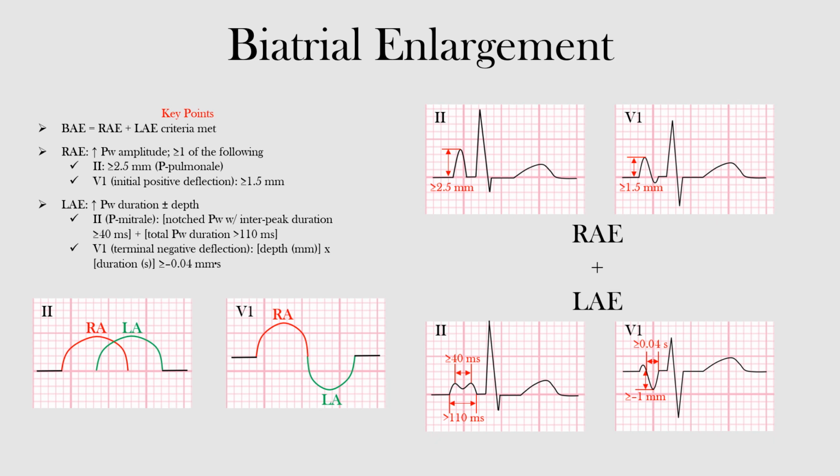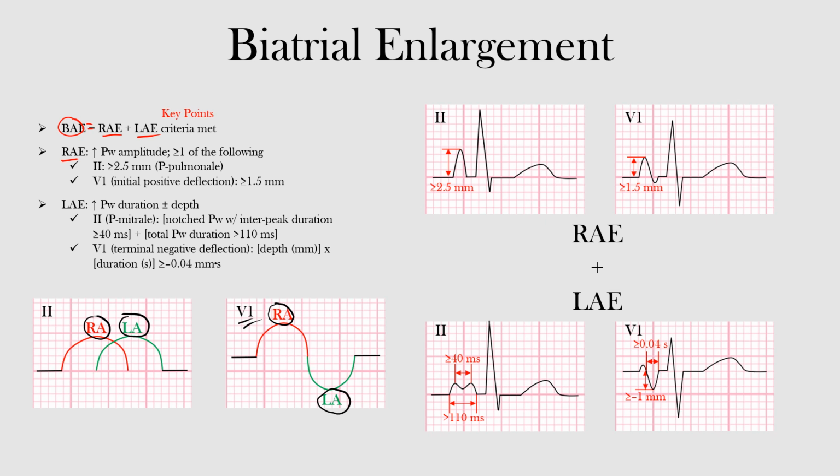Okay, so what we say here is that biatrial enlargement equals right atrial enlargement plus left atrial enlargement criteria. Remember, for right atrial enlargement, we're looking for an increase in P wave amplitude. Before we even get there, remember, the initial portion of our P wave represents right atrial depolarization, and the terminal portion, left atrial depolarization. We can see the same thing here in V1, where we see that biphasic P wave. Here's the right atrium being depolarized and the left atrium being depolarized.